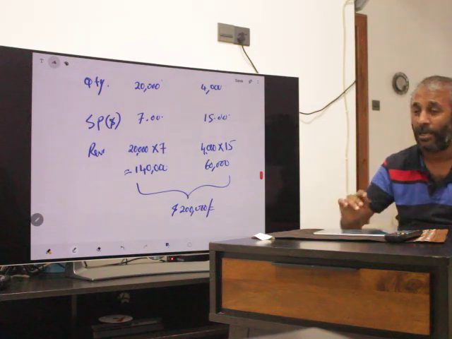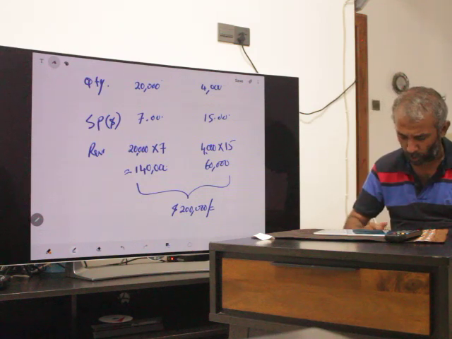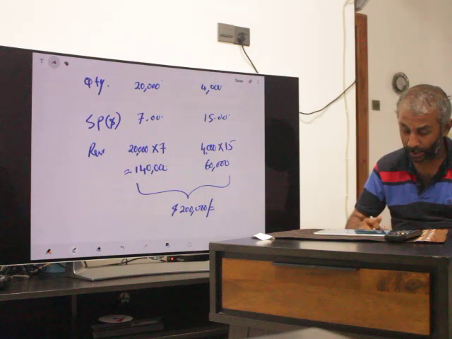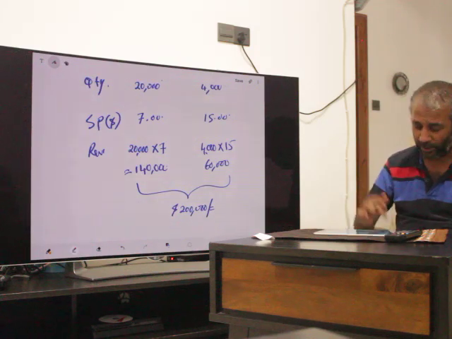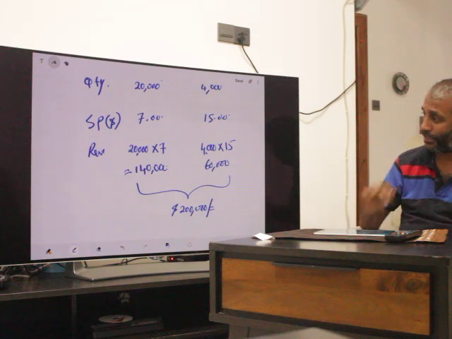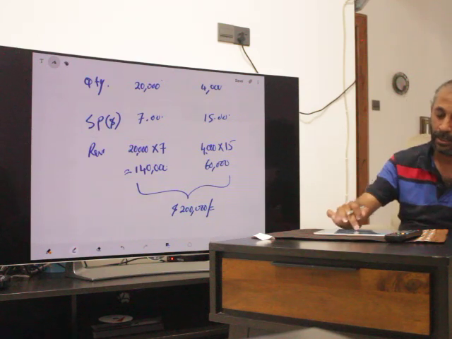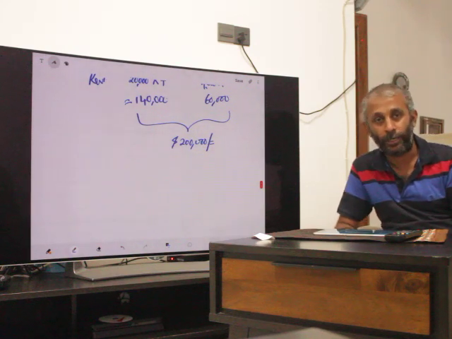So this is the first understanding that you should have: how you calculate a break-even quantity as well as revenue when we have more than one product. So this is that. The next discussion I will look into in the next video.